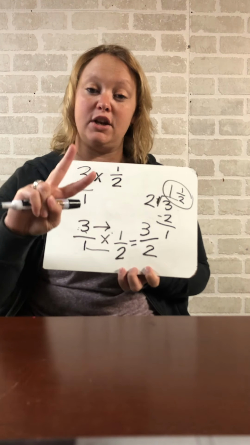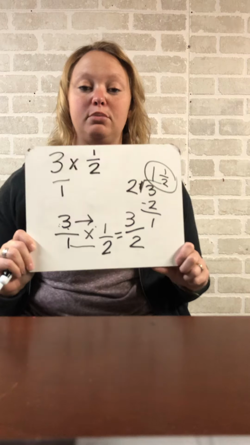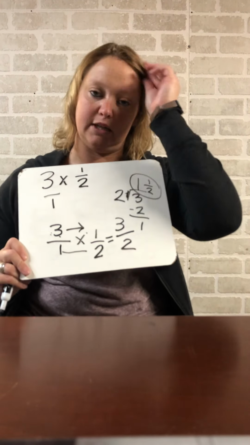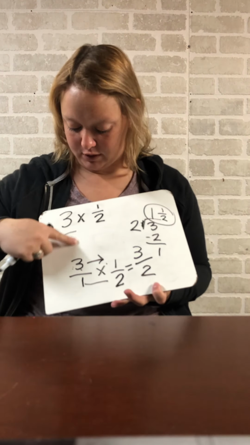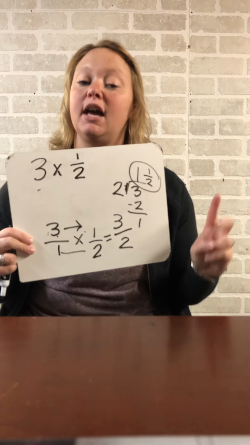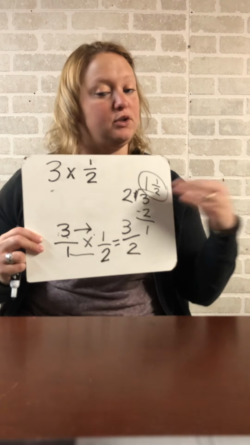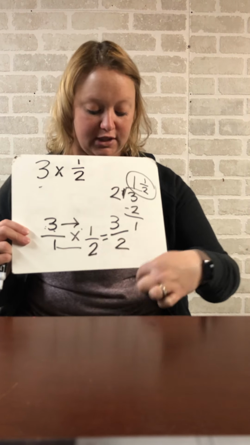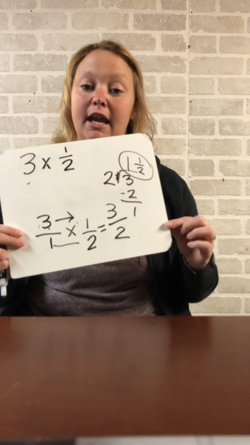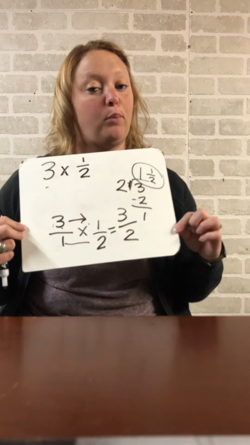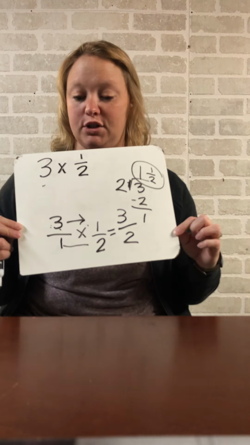So you have 2 strategies in order to complete this problem, 3 times 1/2. You have that model strategy, and then you put your whole number over 1 and multiply across. But then you have to take your fraction and make it a mixed number. It cannot be improper. So those are your 2 strategies.